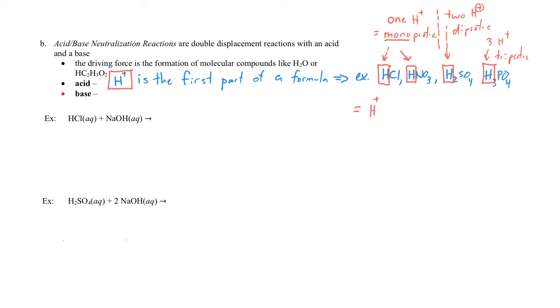Now, just a quick note. We're using this word protic here, monoprotic or diprotic or triprotic. What do I mean by protic? Well, the word protic is a derivation of the word proton. And you might remember a proton is a subatomic particle that is in the nucleus of an atom. And it has a positive charge, a +1 charge for every proton.